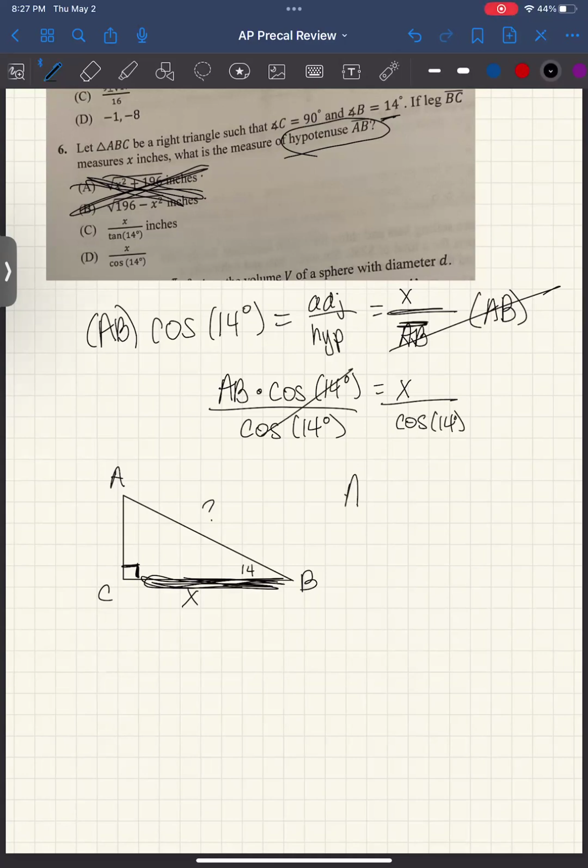And I'm left with AB is equal to x over cosine 14. So this is 100% geometry. You should have done this in your geometry course when you took geometry.